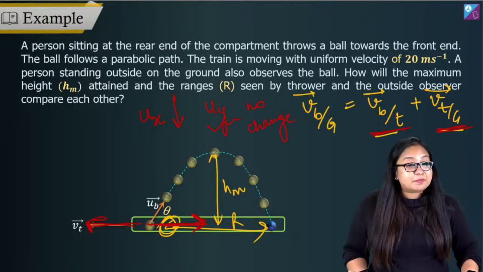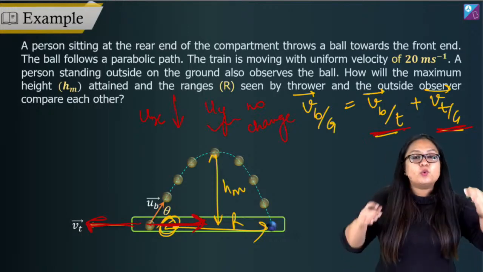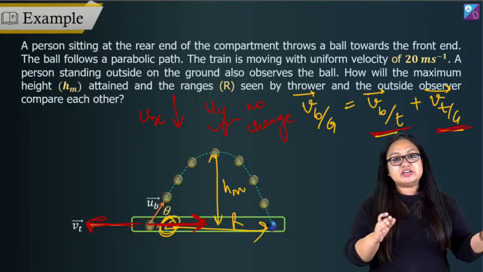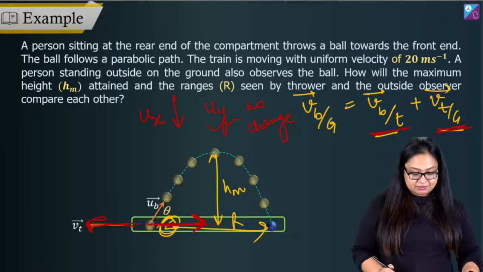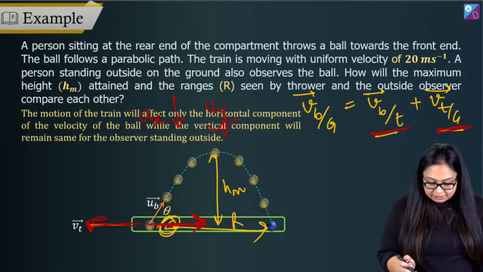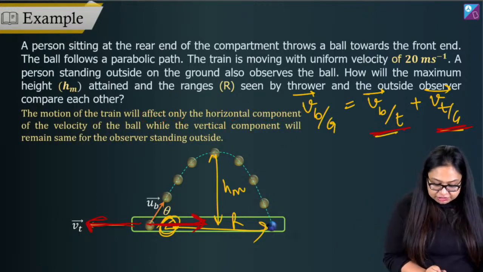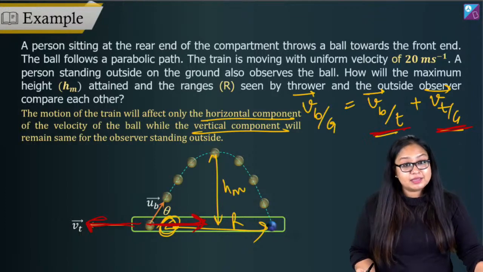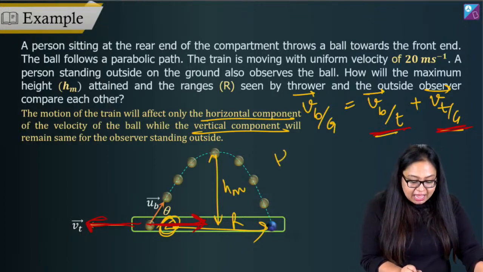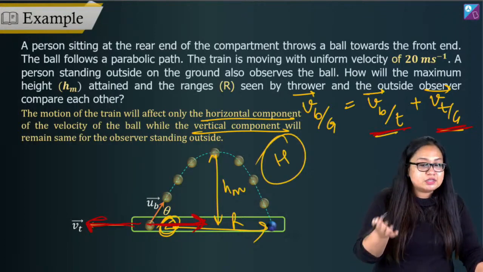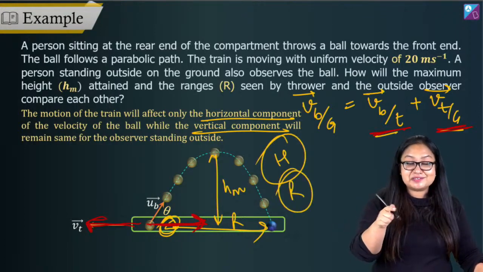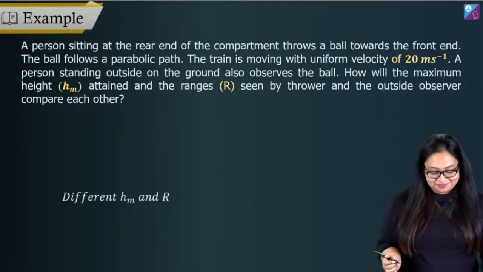What does that mean? It means that out of maximum height and range, whatever depends on the x direction velocity, ux, will change, but if it does not depend on ux, it will not change, right? Okay. So now I will say that the motion of the train will affect only the horizontal component of the velocity of the ball, while the vertical component will remain the same, as I've told you. Now, maximum height depends on only the y component, so it will not change, but range depends on x and y both, right? So it will change. Here we go.